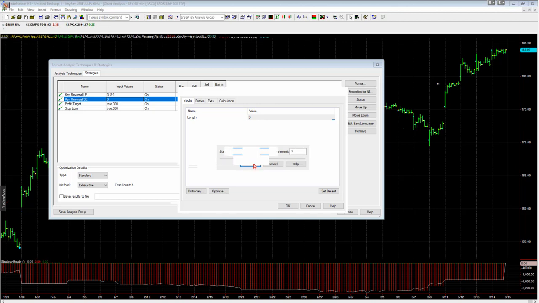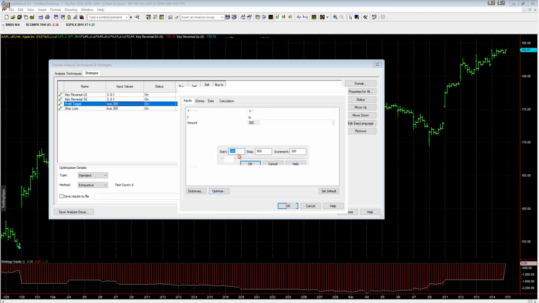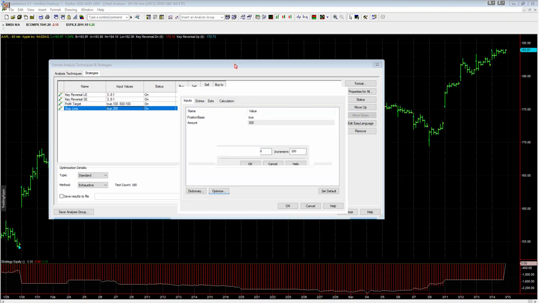And I'm also going to optimize the profit target and stop loss here to see what would be the best profit target and stop loss for this idea as well. I'm going to use a small range, 100 to 500 increments of 100. I'm just trying to speed this up a little bit so that you get a feel for it. But obviously you can get very complex in the way that you set up the ranges for your optimization.